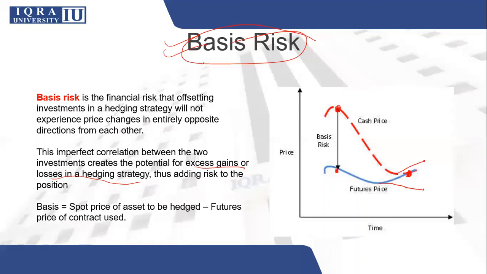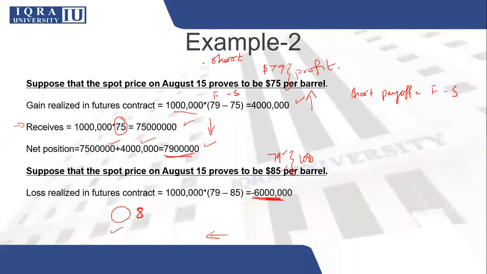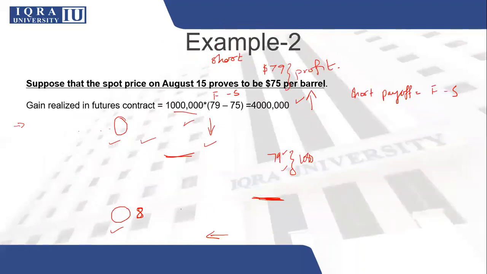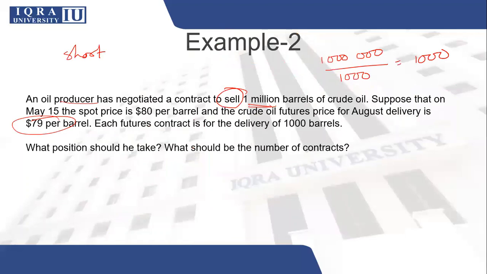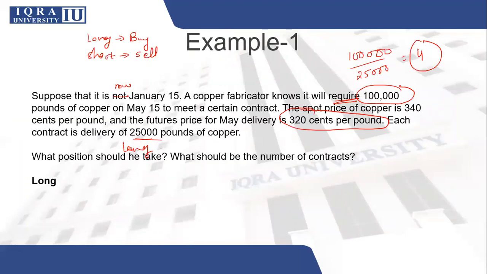So what was the basis risk in our previous examples and what would be the impact in that case? So let's go to the first example. Over here, you can see that the spot price was 340 and the futures price was 320. This is the basis risk over here.